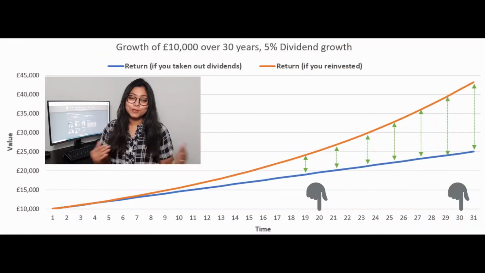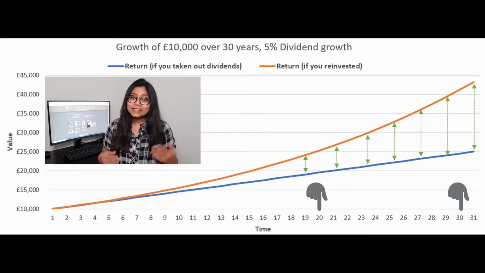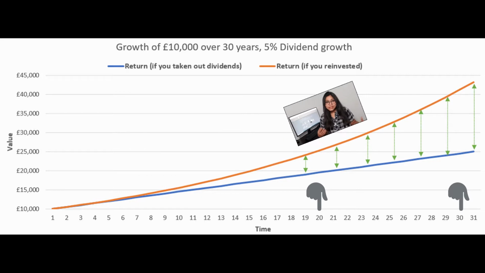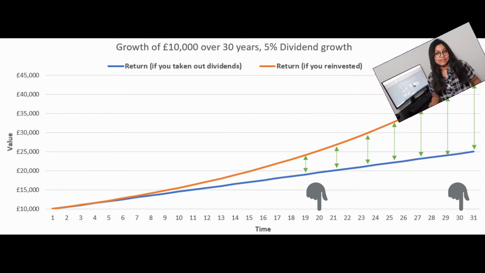Number two, invest for a meaningfully long amount of time. Notice what happens to this graph when you extend your investment horizon from 20 years to 30 years. Notice how the gap between the two lines keeps getting bigger. That's essentially because compounding is like a snowball. The longer you leave it, the longer you let it roll, the bigger it gets.